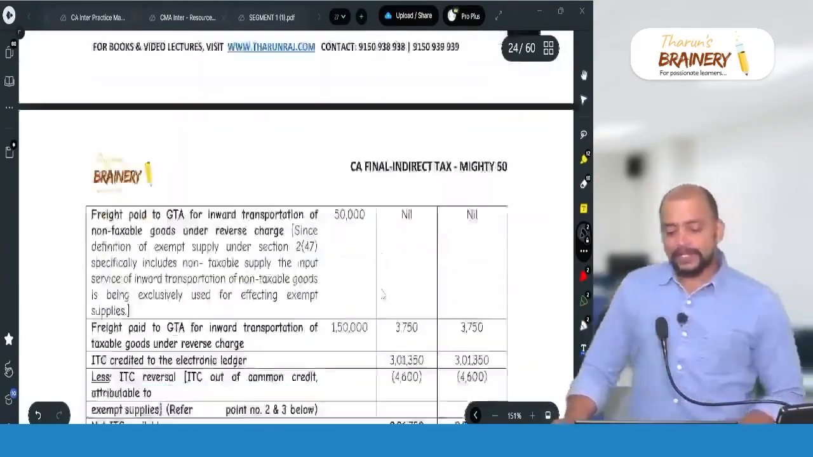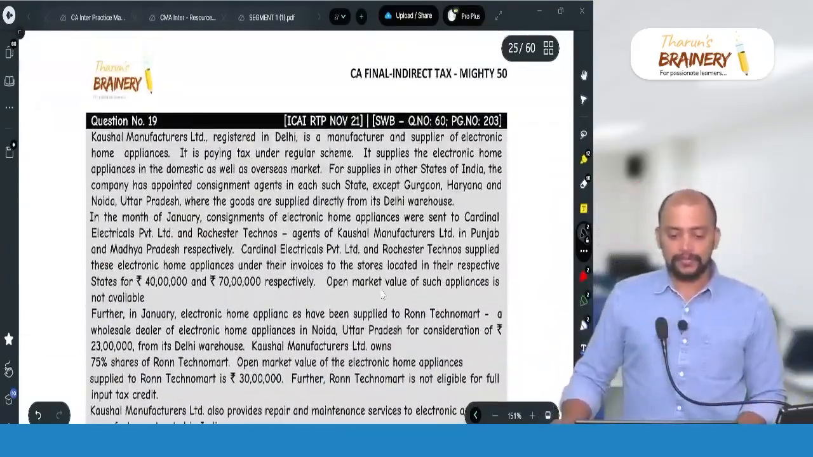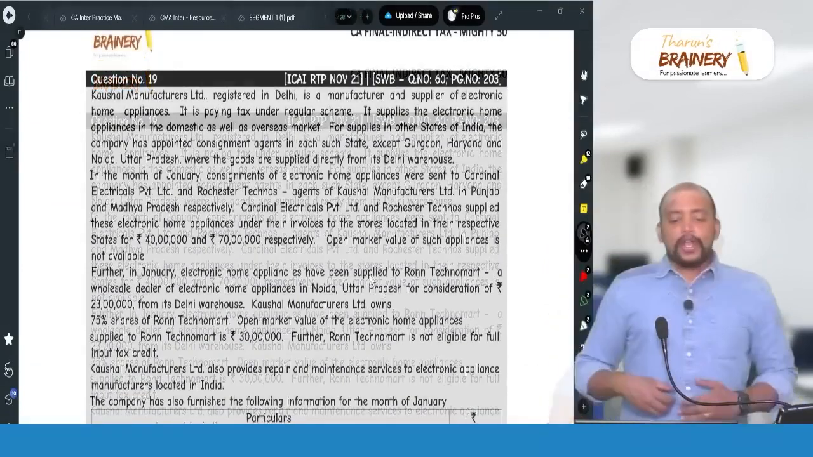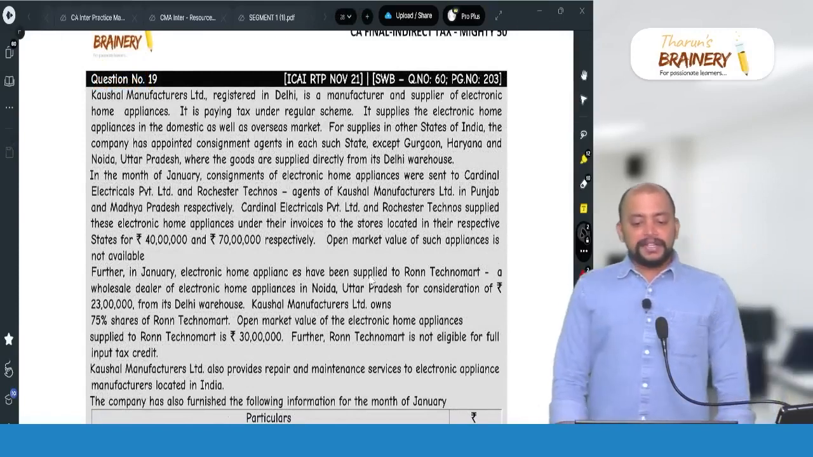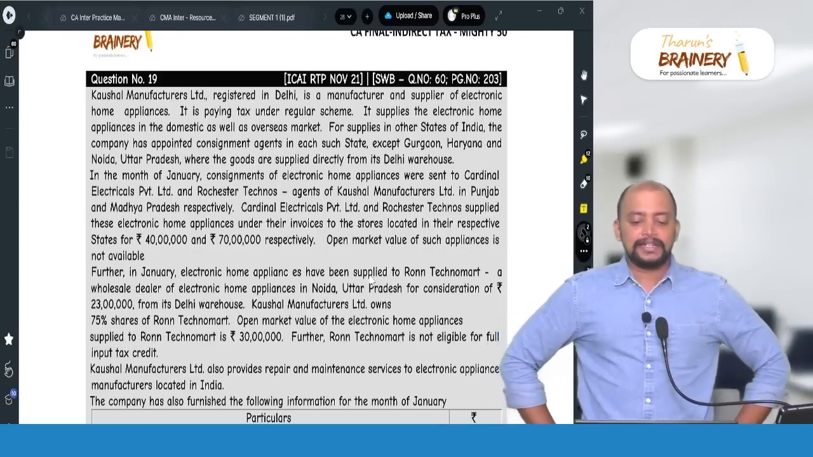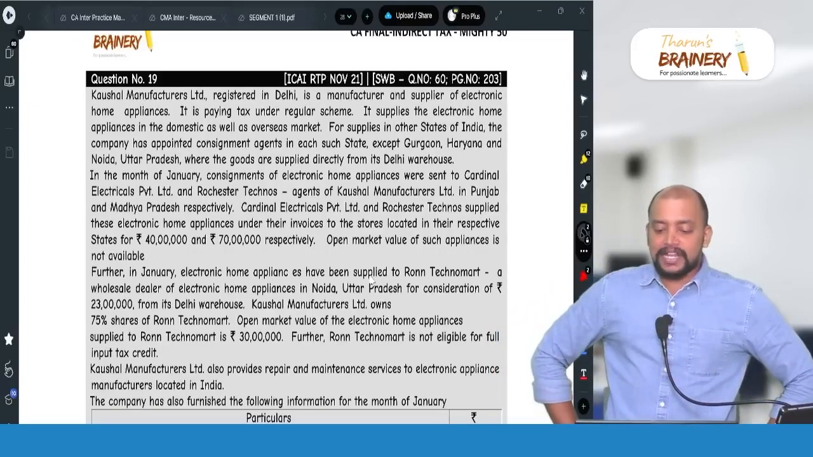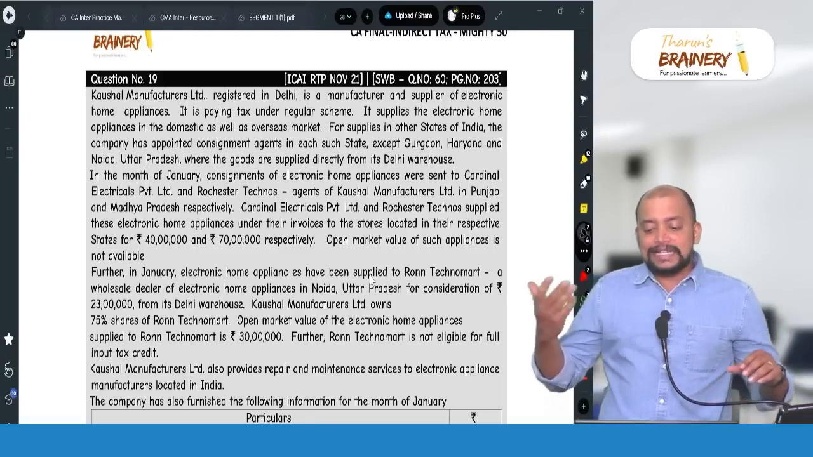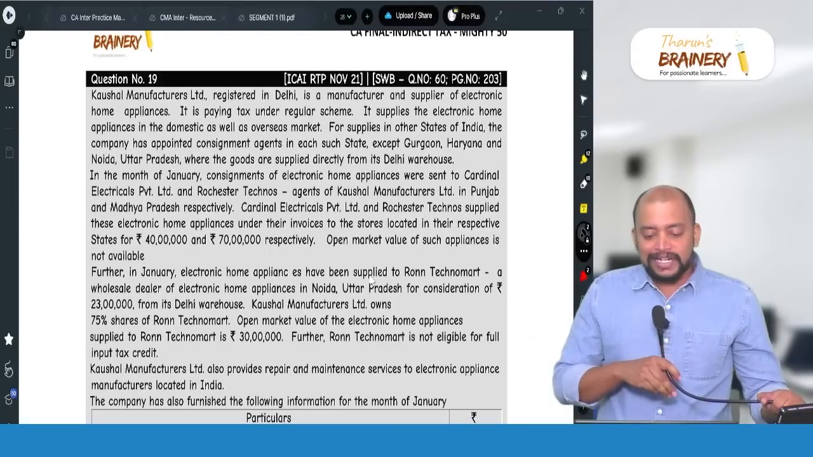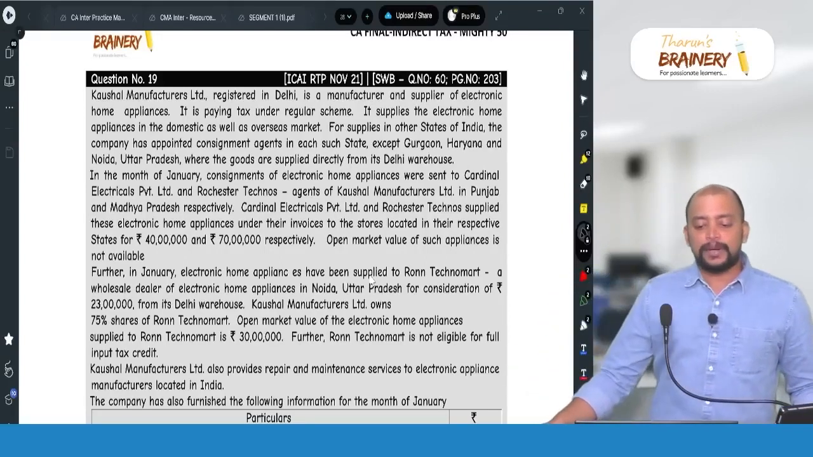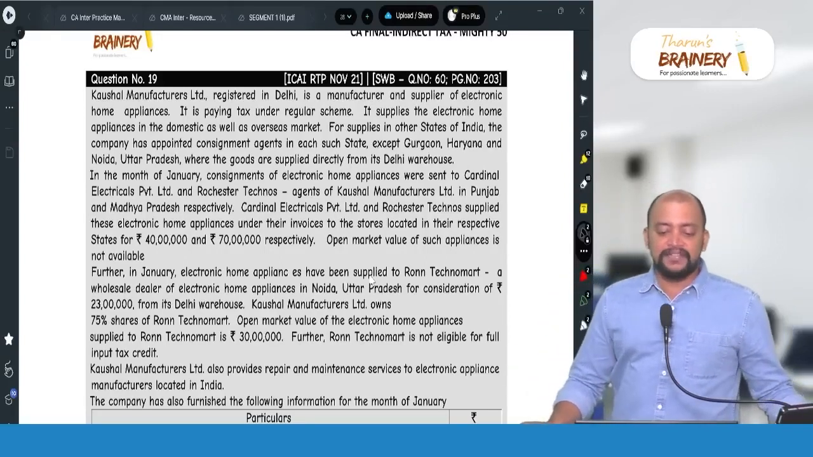Then next question, page number 203. Kaushal Manufacturers Limited, registered in Delhi, is a manufacturer and supplier of electronic home appliances. It is paying tax under regular scheme. It supplies the electronic home appliances in the domestic as well as overseas market. For supplies in other states of India, the company has appointed consignment agents in each such state except Gurgaon, Haryana and Noida, Uttar Pradesh, where goods are supplied directly from its Delhi warehouse.